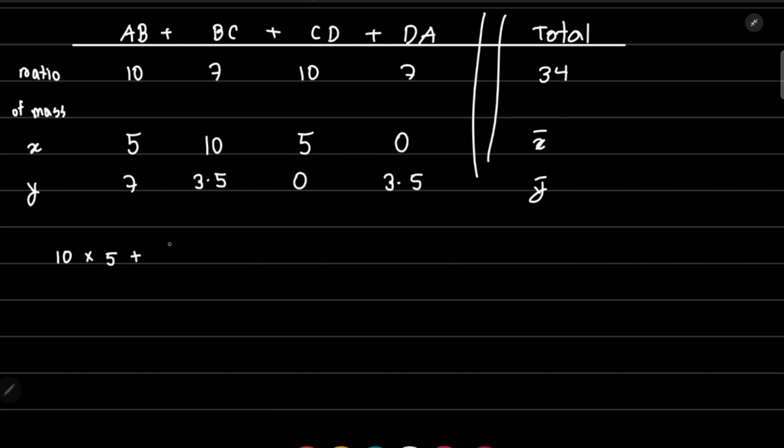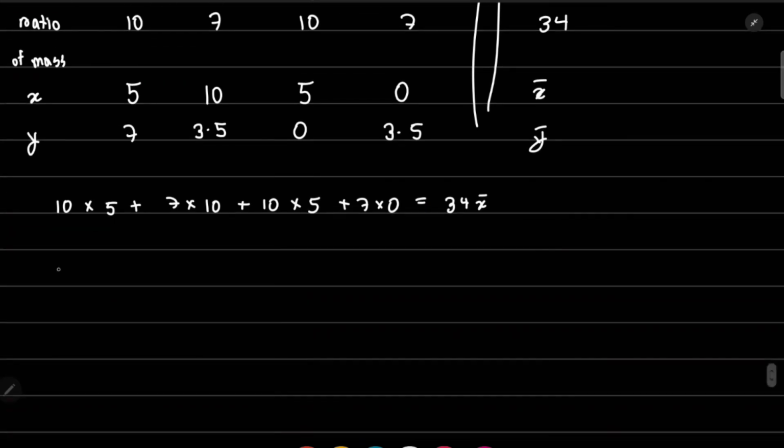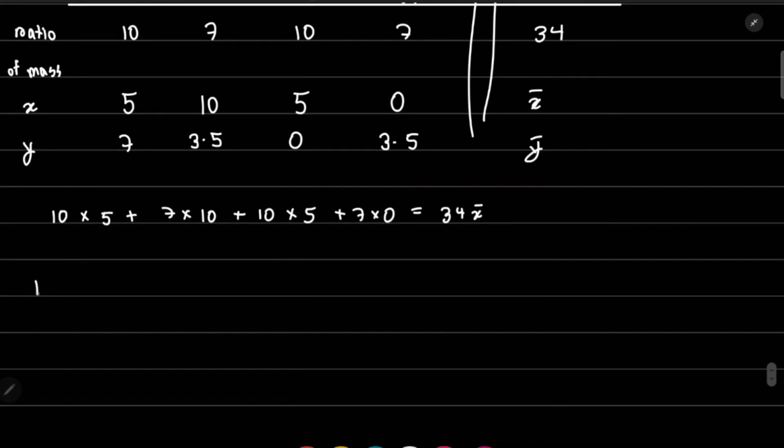So 10 into 5 plus 7 into 10 plus 10 into 5 plus 7 into 0 will be equal to 34 x bar. We can find x bar from here, and we can find y bar like this as well. So 10 into 7 plus 7 into 3.5 plus 10 into 0 plus 7 into 3.5 will be 34 y bar.